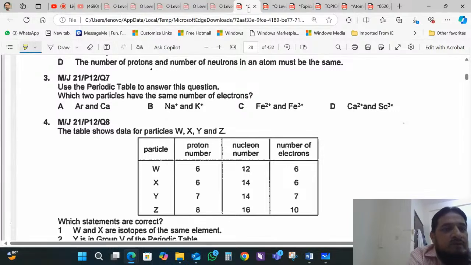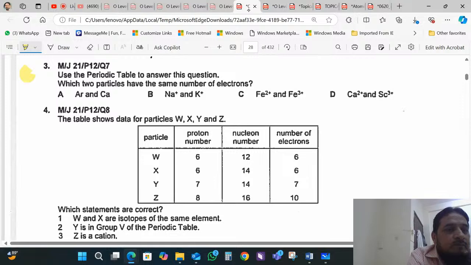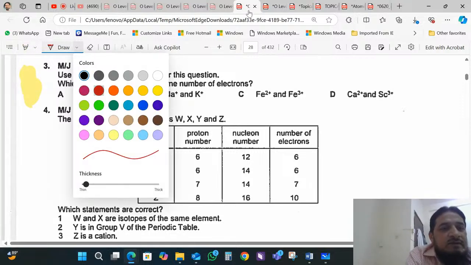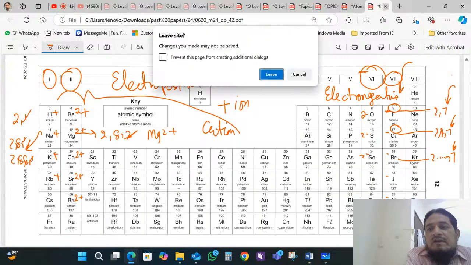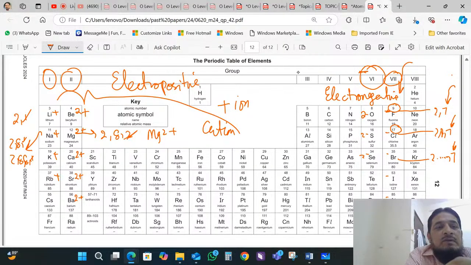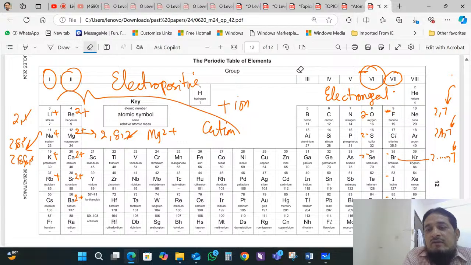No, I am doing this question. Use a periodic table to answer this question. Which two particles have the same number of electrons? No, Ar and calcium, this is not possible. Okay, Ar and calcium will be having the same electrons?